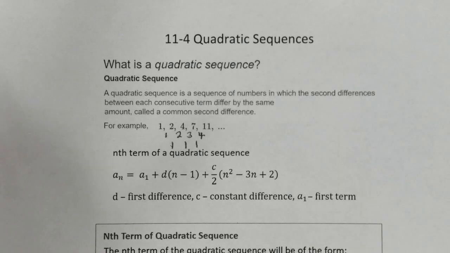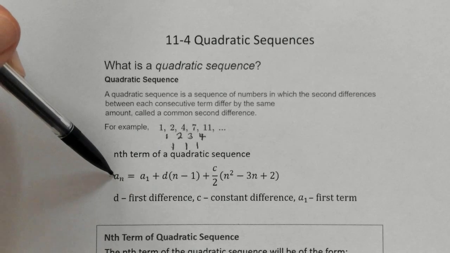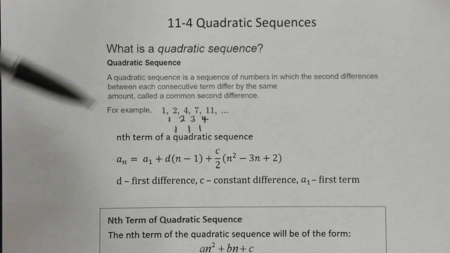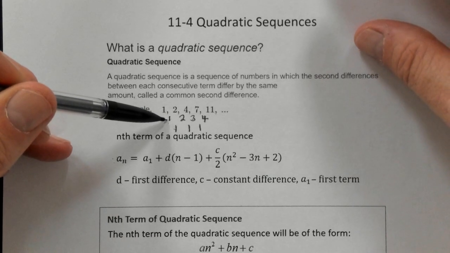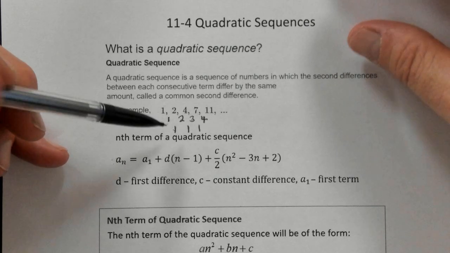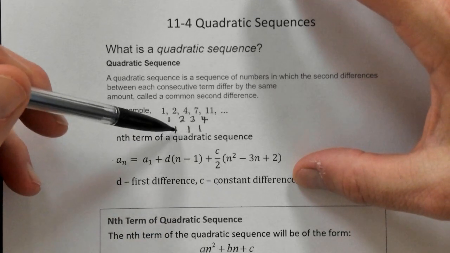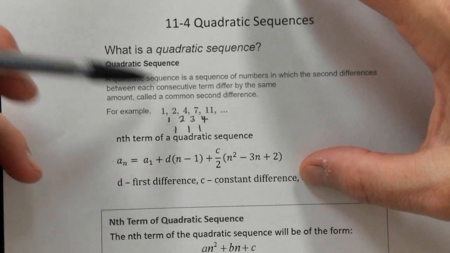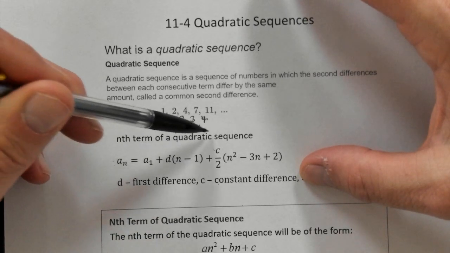And here's the formula for finding the nth term of a quadratic sequence. This is the formula that would give you the explicit formula for that sequence. D is the first difference, which in this case would be 1. C is the constant difference, which in this case is also the second difference. Constant means the same every time, and the second difference is where it would be the same for a quadratic sequence. So C is the constant difference, or that second difference.